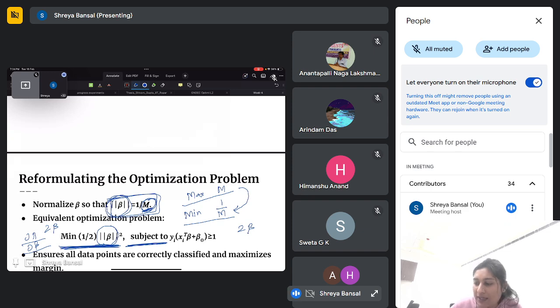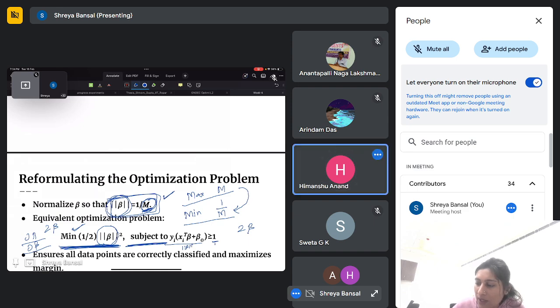Because I have taken beta as 1 by m, that's why the whole equation is divided by beta, and here also it is like, going to the second line, the equivalent optimization problem. Second line, minimum 1 by 2 beta. Do you get this?